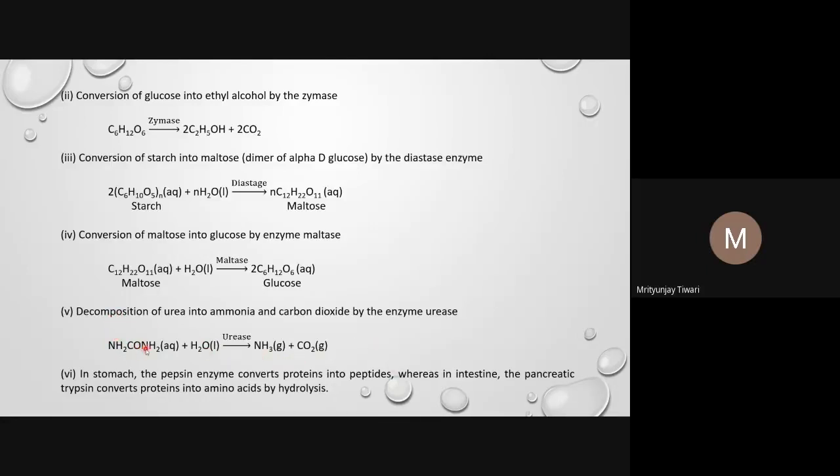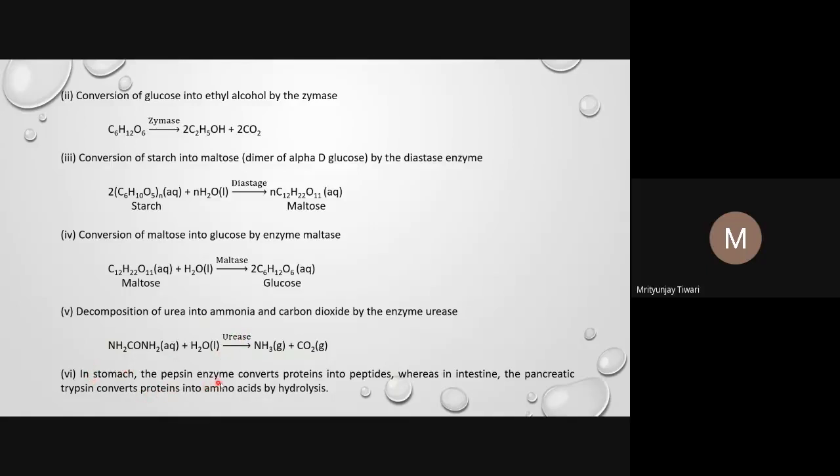this decomposition reaction is also a hydrolysis kind of reaction. It's not a simple decomposition, it's a hydrolysis in the presence of urease enzyme. What is formed is ammonia and CO2. This is also a biochemical process catalyzed by urease enzyme. So urease is the enzyme.